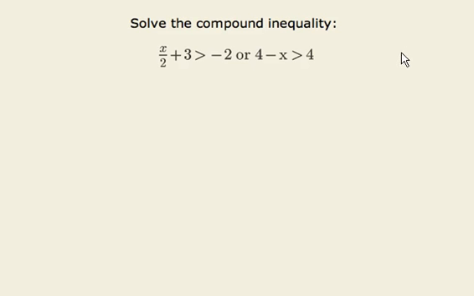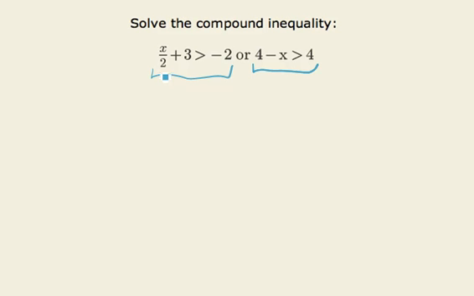Solve the compound inequality. We have an inequality here, x over 2 plus 3 greater than negative 2, and we have another inequality, 4 minus x greater than 4, and we would like to find the x values that either satisfy this or satisfy that, or that satisfy both, right? Or means one or the other or both. So why don't we go ahead and solve this inequality, and then we'll solve this, and then we'll go ahead and take a union of those two answers, and that'll tell us what's here or there.